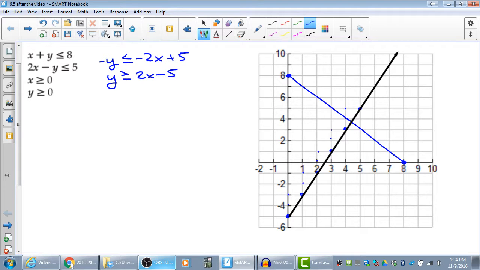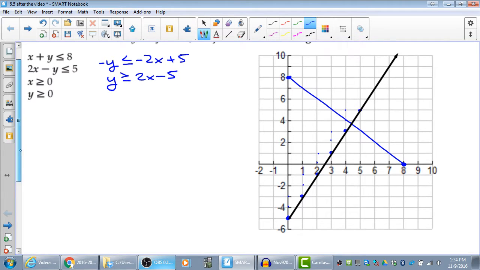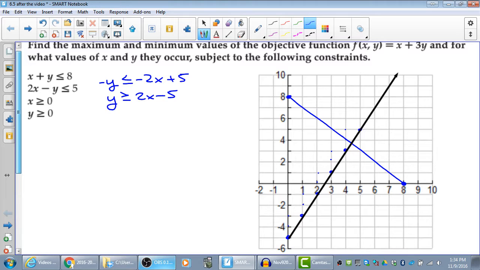And then we have x is greater than or equal to 0 and y is greater than or equal to 0. So that puts us in the first quadrant. So there's the y equals 0. There's the x equals 0. And so we're in this area right here.